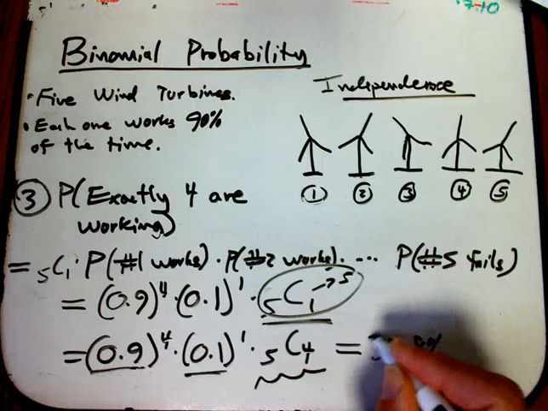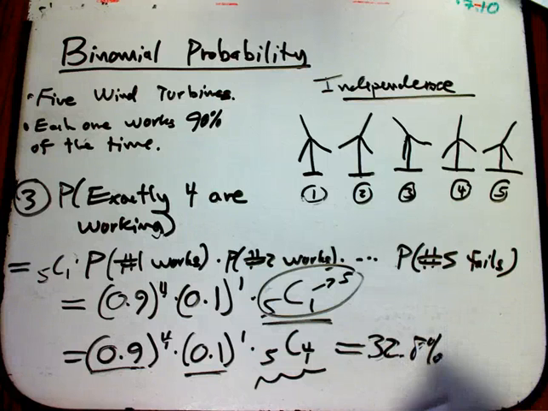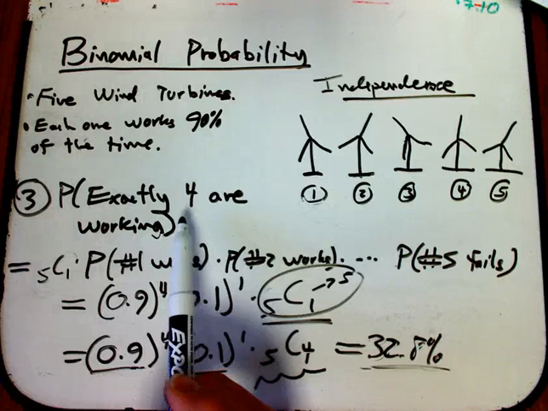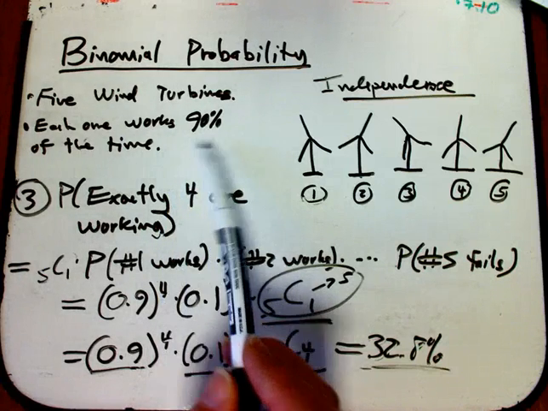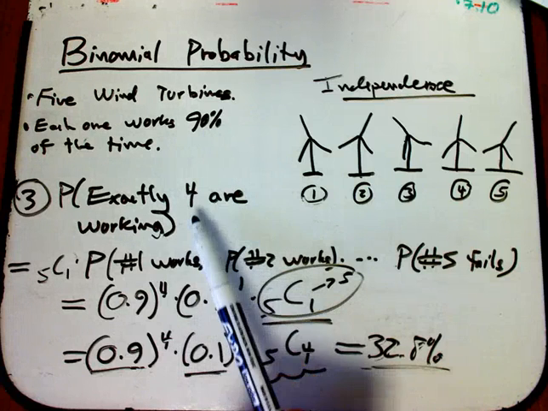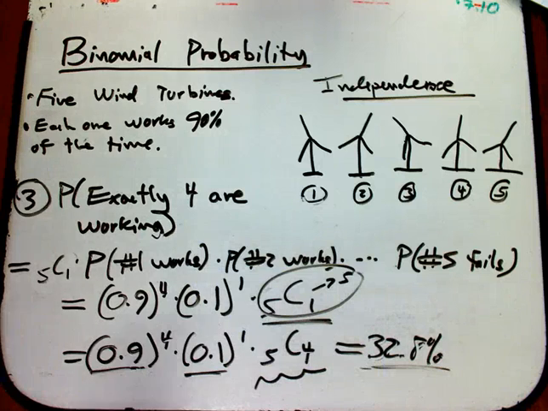This turns out to be 32.8%. We would have gotten a number 5 times too small, very misleading, if we hadn't included the choose factor. So it was about a third chance that exactly 4 are working, which makes sense. We'd expect, on average, if I saw 100 turbines, 90 of them to be working based on this. This is about an 80%, and so it's a little unlucky, but it's not ridiculously unlucky.